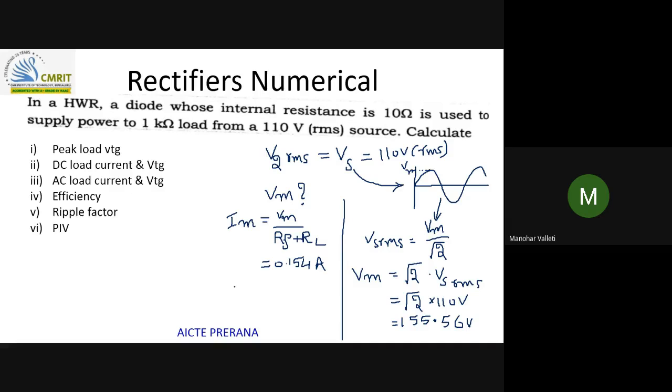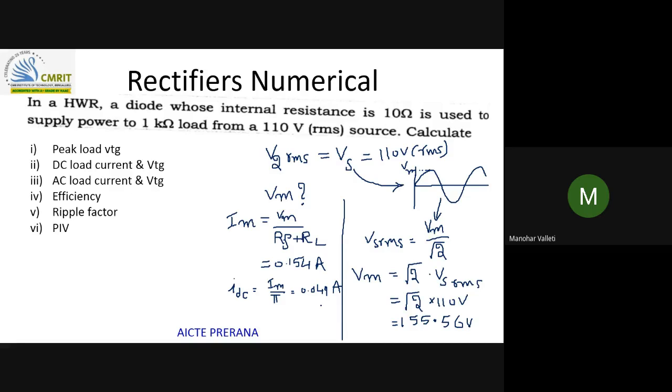Now IDC. IDC equals Im by pi, right? If you substitute Im by pi, you will get 0.049 amps or 49 milliamps.